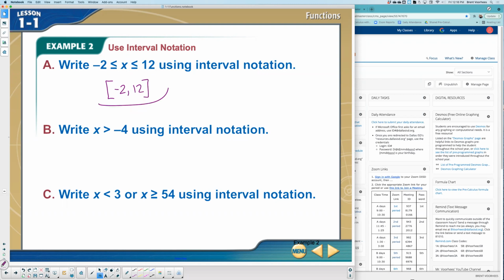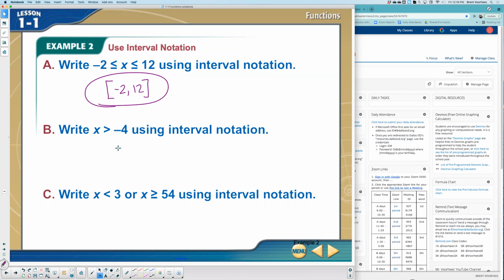So you might remember on the previous slide, I used a parenthesis. That's if you're not equal to, if it's just greater than or less than. But if you can be equal to, you use brackets. So that's interval notation there that I have circled.